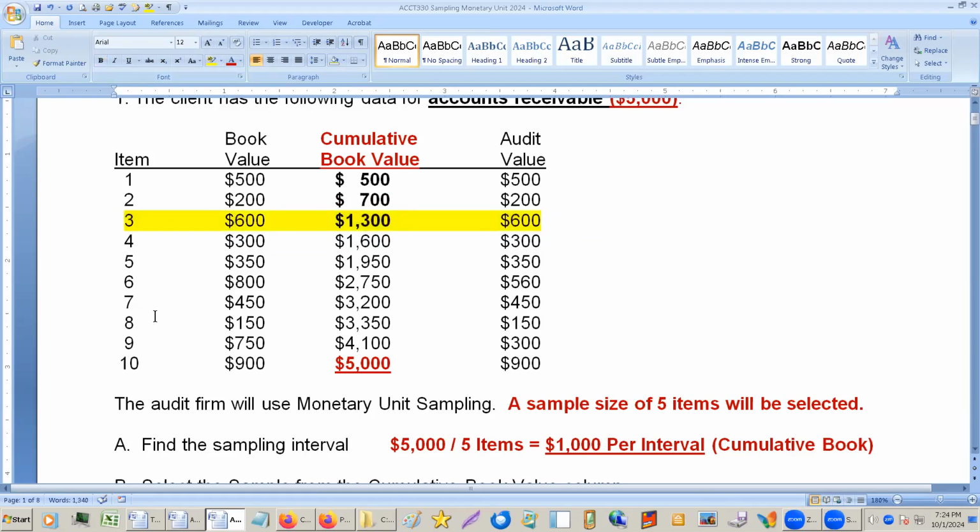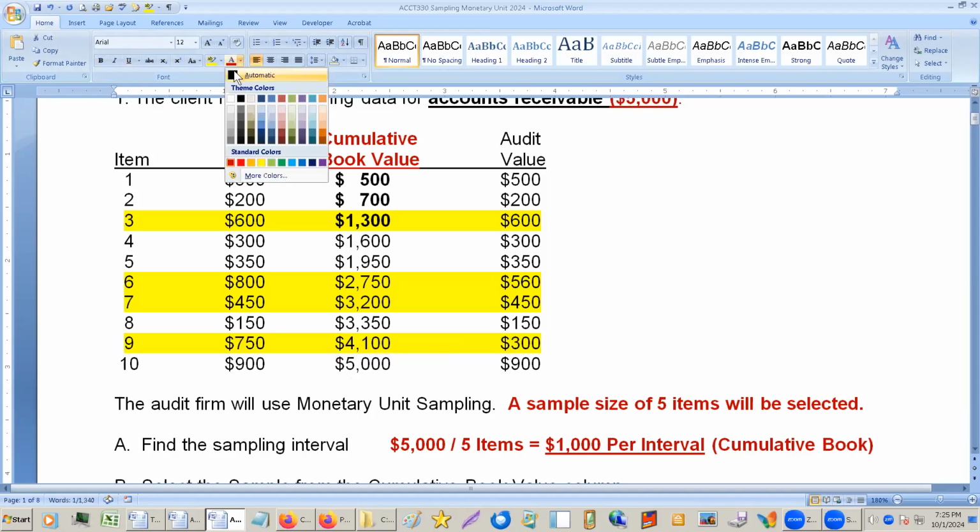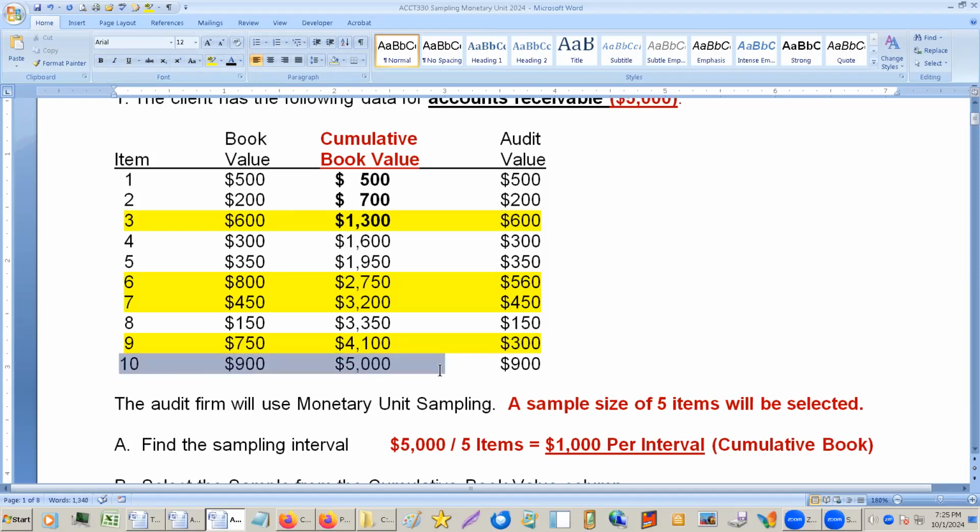Which one puts us over the $2,000 interval? Yep. And the $3,000 interval? Eight. Actually, 7. Yeah, I think so. Yep. And 4,000. 9. And then the last one, let me get rid of this. Hold on. And then this would be the 10, item 10.